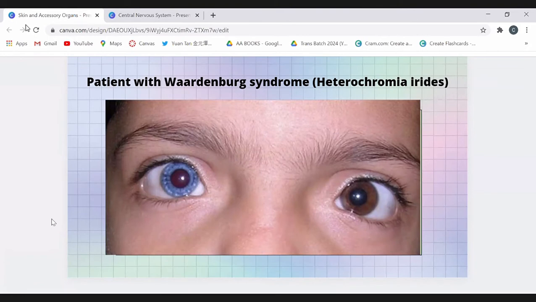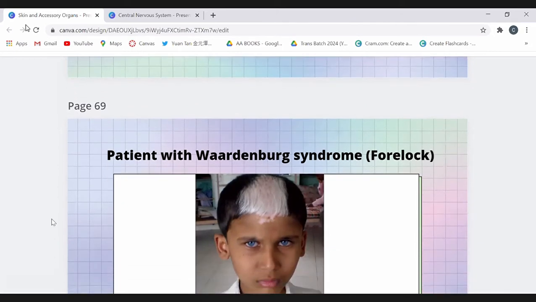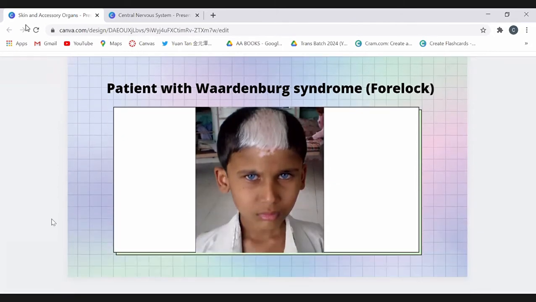So this patient is exhibiting heterochromia iridis. So magkaiba yung kulay ng eyes niya. Next slide, please. Patient with Waardenburg syndrome, so the forelock. Next slide, please.